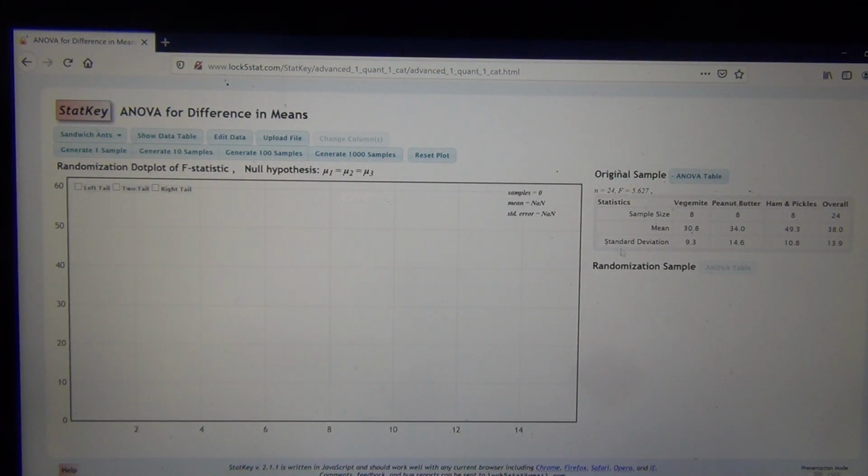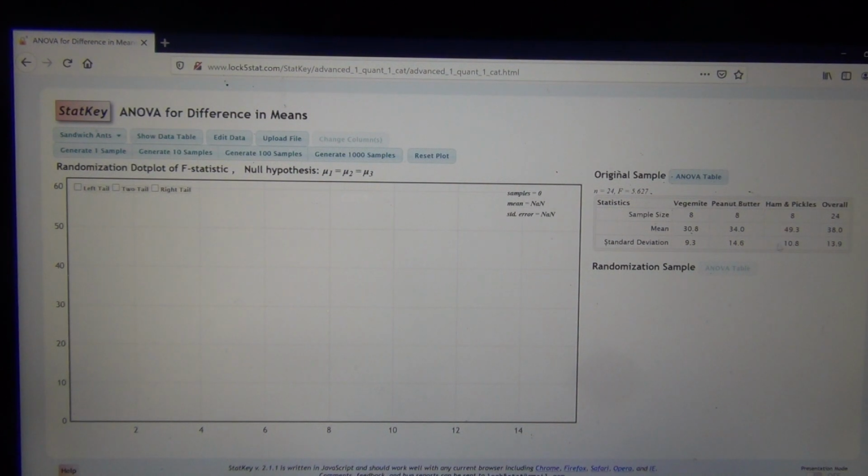So this actually is the data. Here's the data. We have the sample mean number of ants for the various sandwiches left out. And we can see the F test statistic is right here, 5.627. We can look at these standard deviations real quick, 9.3, 14.6, 10.8, and 13.4. None of them are more than twice as big as any other.